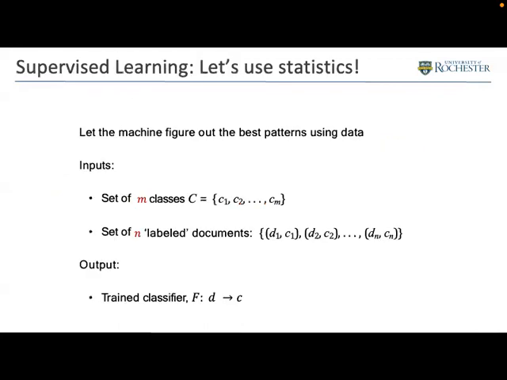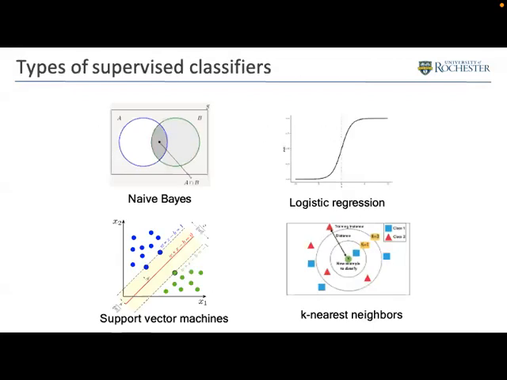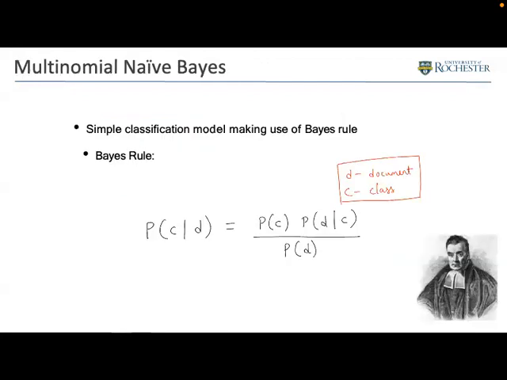So we might need a supervised learning model to deal with this kind of scenario. We have naive Bayes, logistic regression, support vector machines, and also k-nearest neighbors for the classifiers. And today, for multinomial naive Bayes, what we do is, again, apply the Bayes rule.